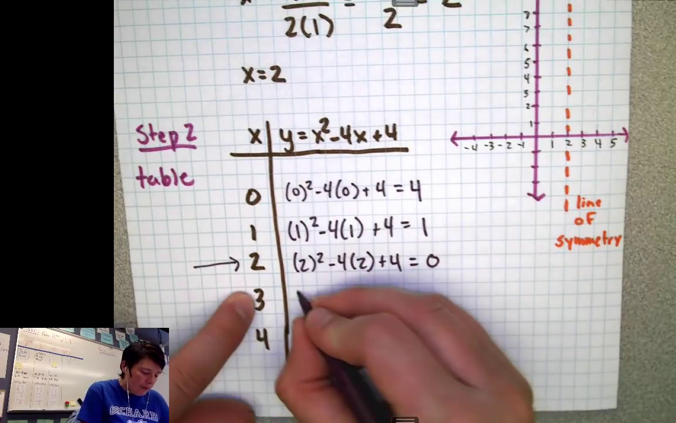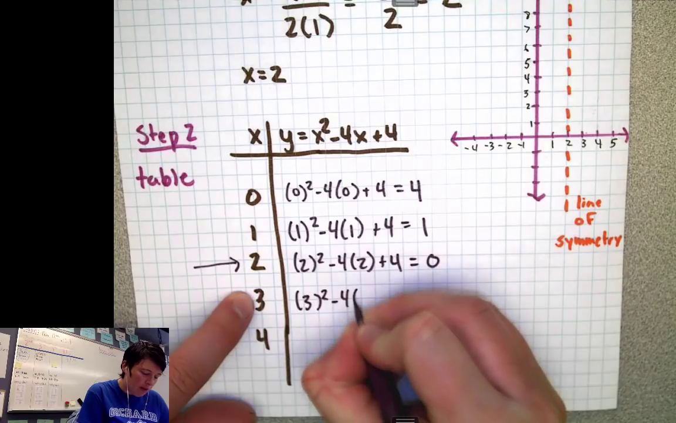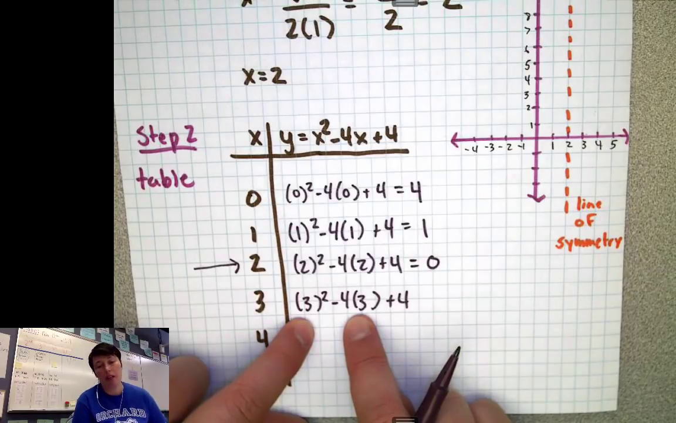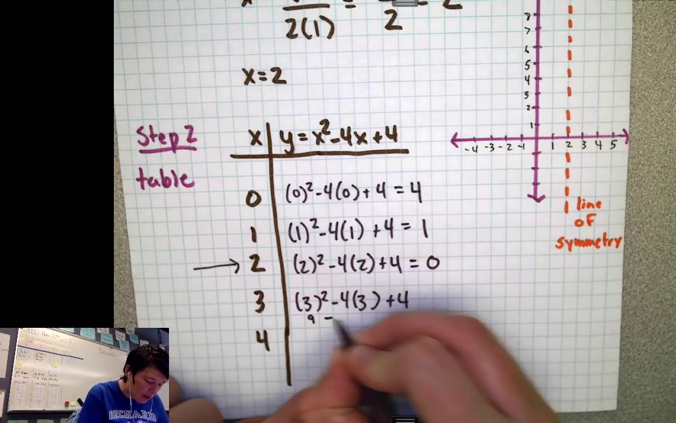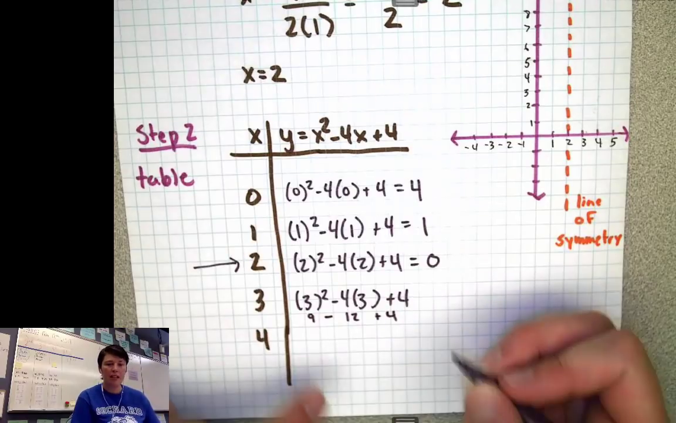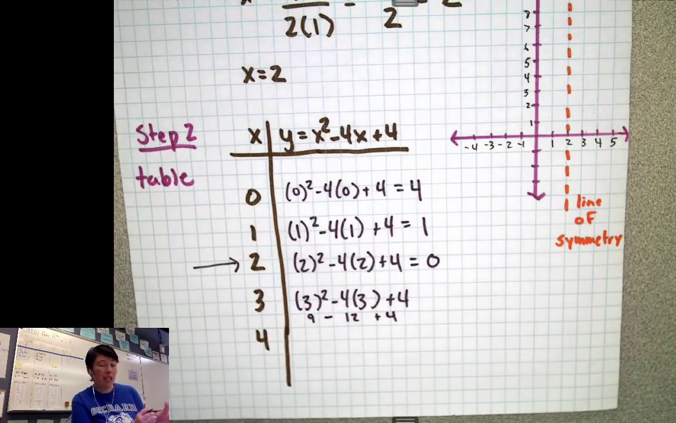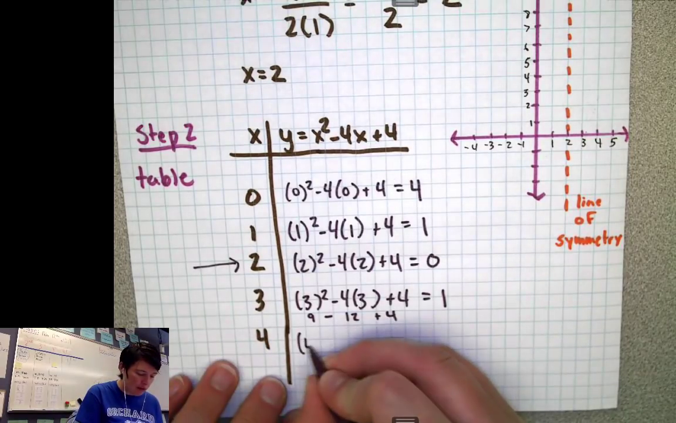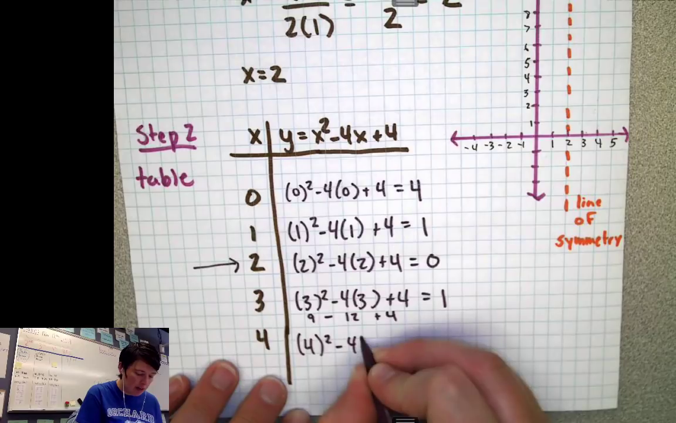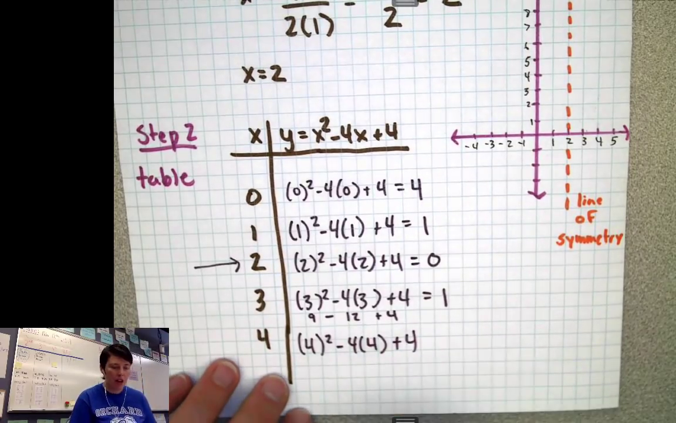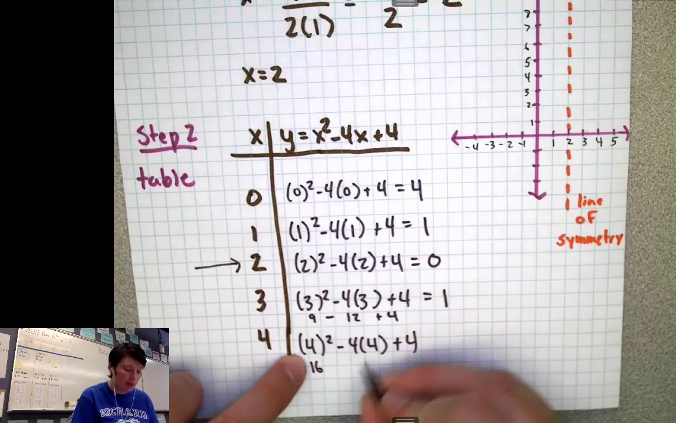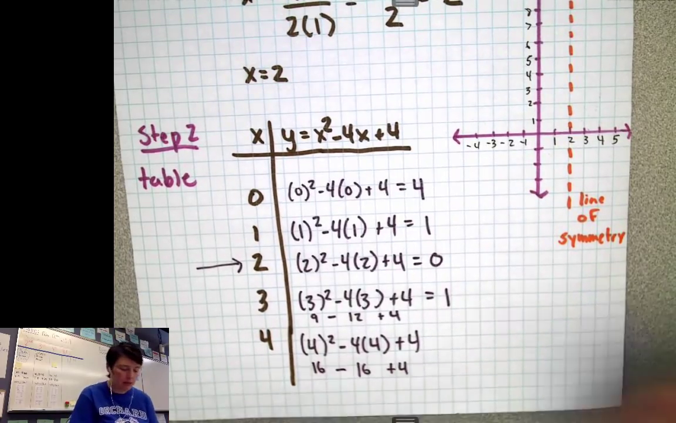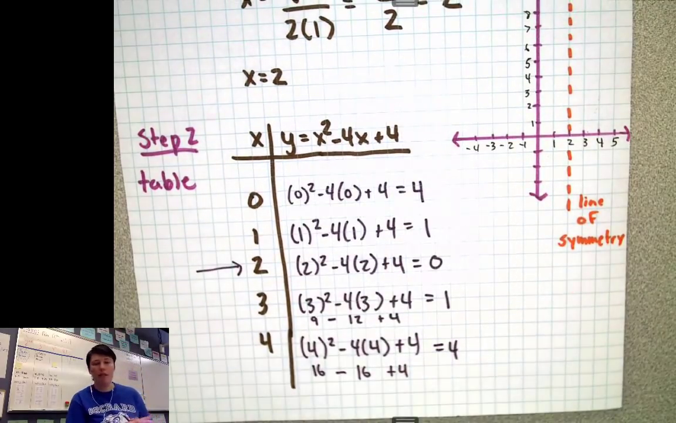Now I'm going to do 3. 3 squared minus 4 times 3 plus 4. 3 squared is 9. 4 times 3 is 12. So right here I have 9 take away 12 plus 4. 9 take away 12 is a negative 3. Plus 4 would be a positive 1. And then the last one, I'm going to do 4 squared minus 4 times 4 plus 4. Oh my gosh, that's a lot of 4s. 4 squared is 16, and 4 times 4 is 16. So I have 16 take away 16 plus 4. That'd be 0 plus 4, so I get 4. And I'm done. I've got my table.